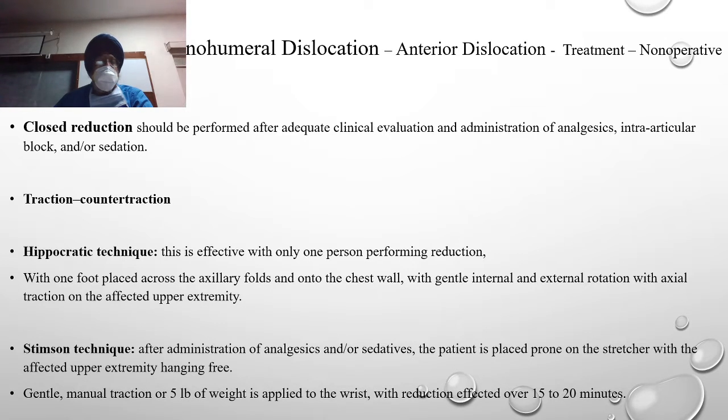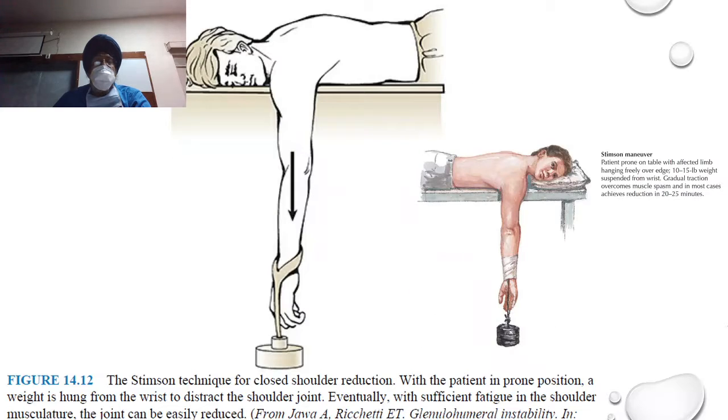Then the Stimson technique. After administration of analgesic and or sedatives, the patient is placed prone on the stretcher with the affected upper extremity hanging free. Gentle manual traction or 5 pounds of weight is applied to the wrist, with reduction effected over 15 to 20 minutes. So this is the Stimson maneuver. And a 5 or 10 pound weight is applied on the wrist.